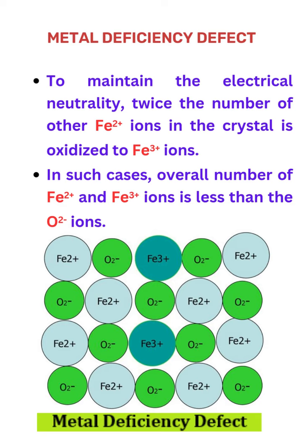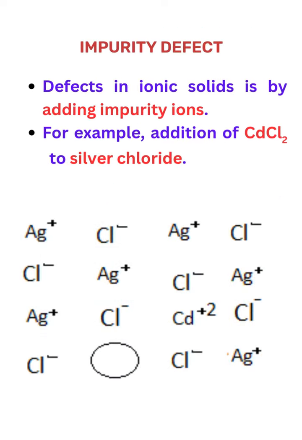What is impurity defect? It is the general introduction of defects in ionic solids by adding impurities. For example, cadmium chloride is added to the silver chloride crystal.